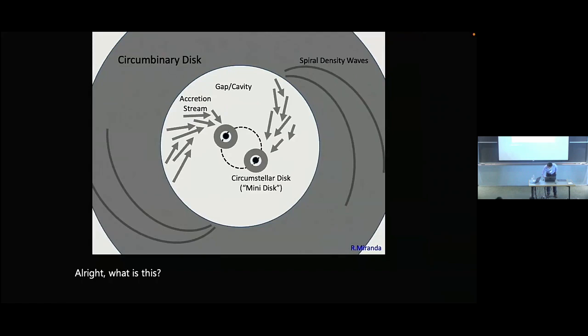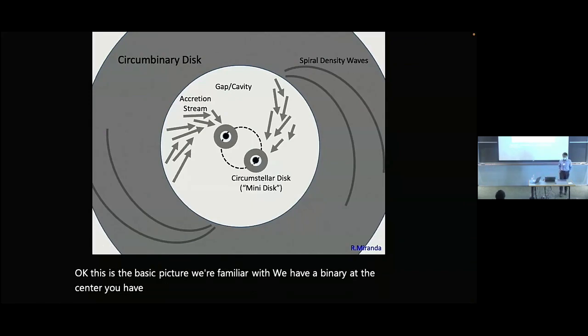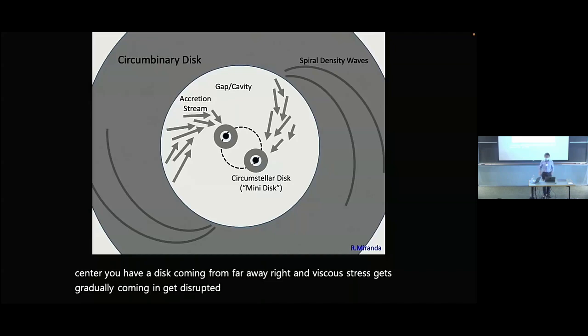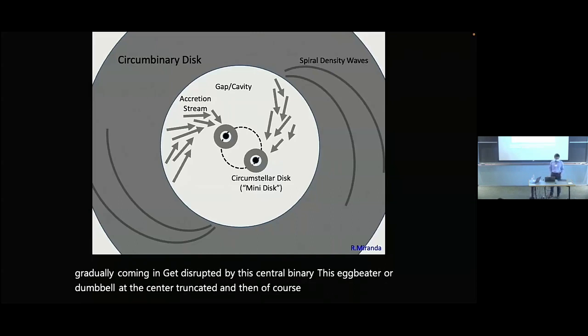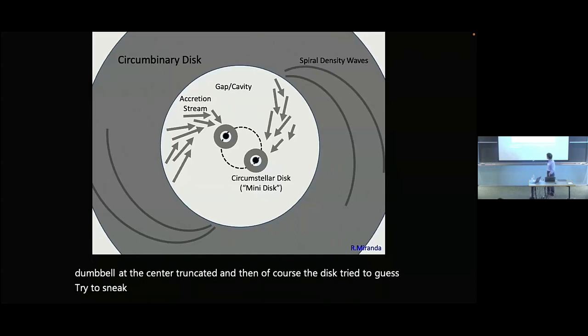Got it. All right. Okay, this is the basic picture we're familiar with. We have a binary at the center. You have a disk coming from far away, right? And through viscous stress, the gas gradually comes in and gets disrupted by this central binary, this egg beater or dumbbell at the center, and is truncated. And then, of course, the gas tries to sneak in through accretion streams, eventually accreting onto the 2 mini disks around individual stars or individual black holes. So that's the basic picture, right?